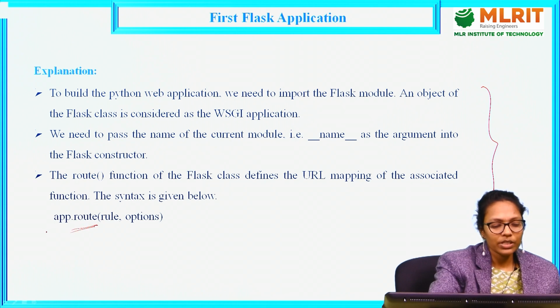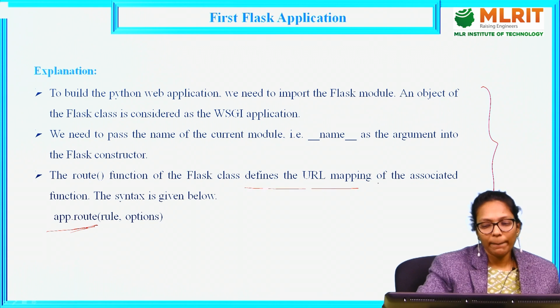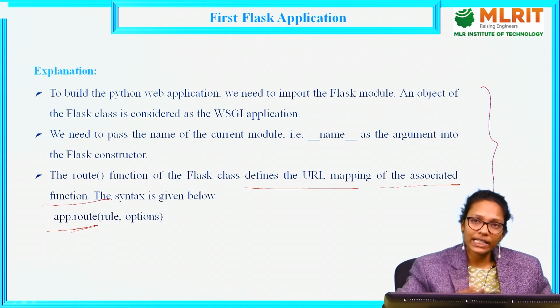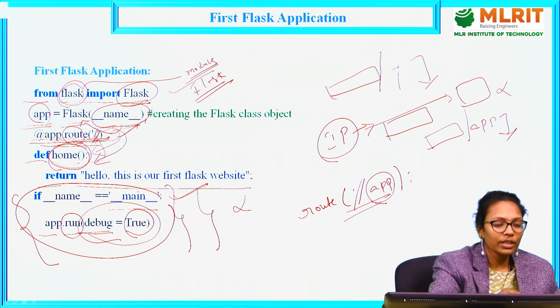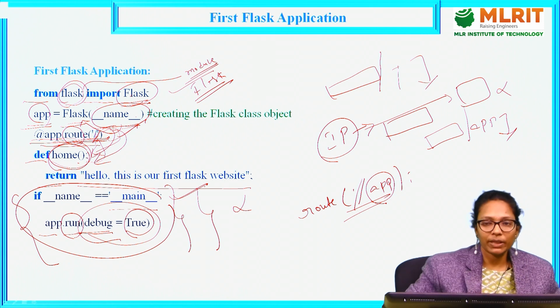what is a route method? It defines a URL mapping of the associated function, to set the URL for the corresponding method. So what is the method we have here? Home is a method. So this is the route. This is the URL setting for this method home.